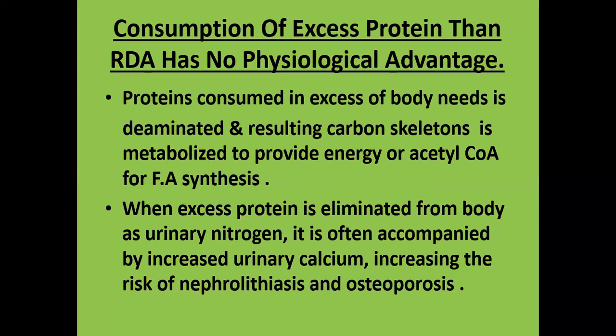Then what happens when an excess amount of protein is consumed than the recommended dietary allowance? Recommended dietary allowance, as we told you, is 0.8 gram per kg body weight. Our 70 kg man requires 56 grams of the protein per day.